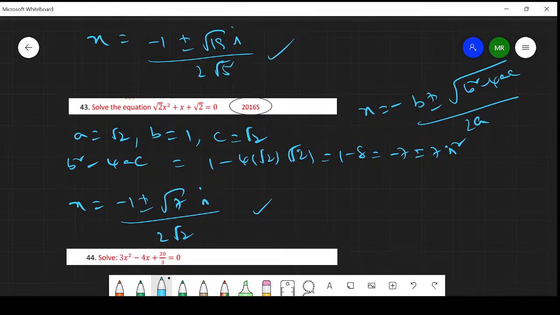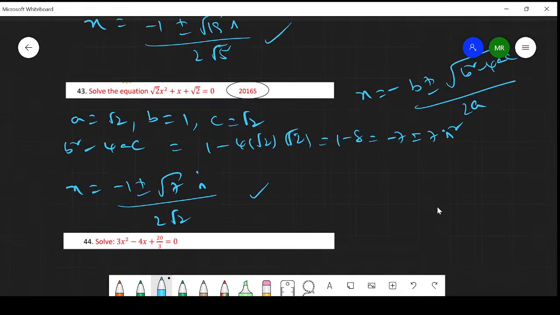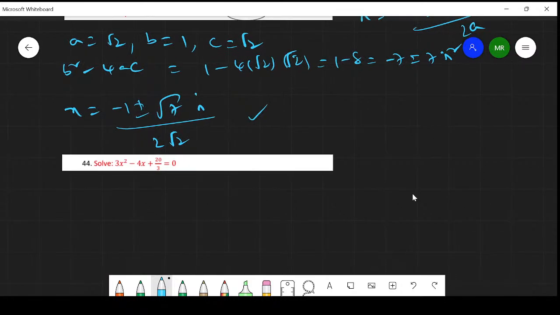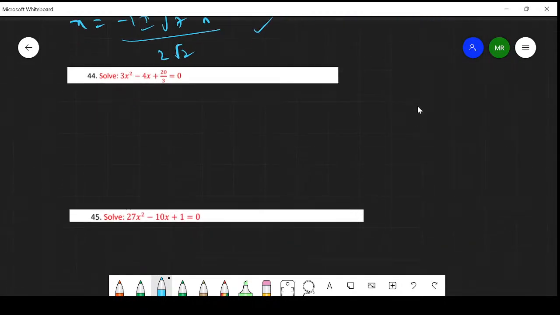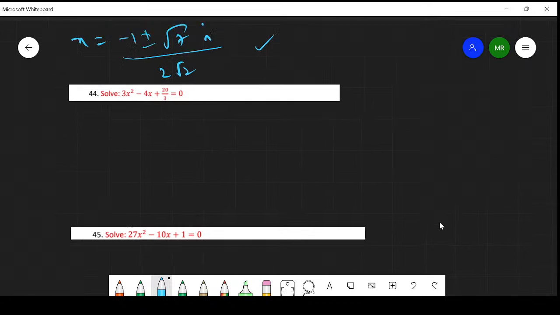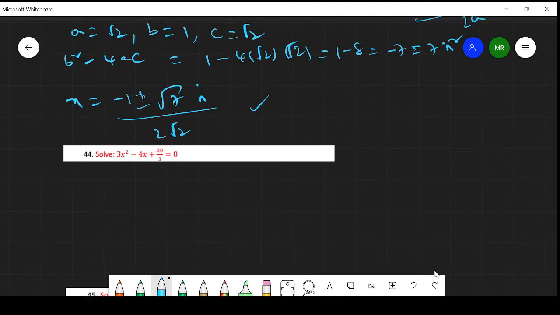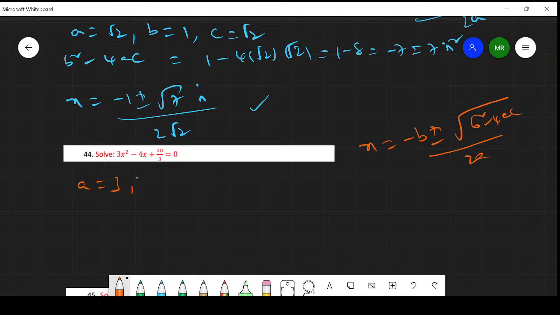See now. Solve 3x square minus 4x plus 20 by 3 equal to 0. Similarly, you can do all these problems like this only. Same concept. So you can write x equal to minus b plus or minus root of b square minus 4ac by 2a. So here a is equal to 3, coefficient of x square, b is equal to minus 4, c is equal to 20 by 3.